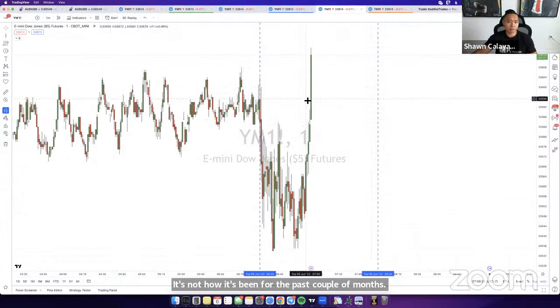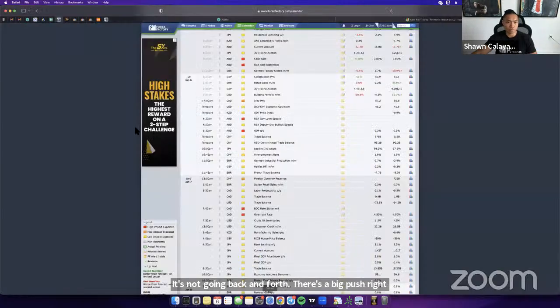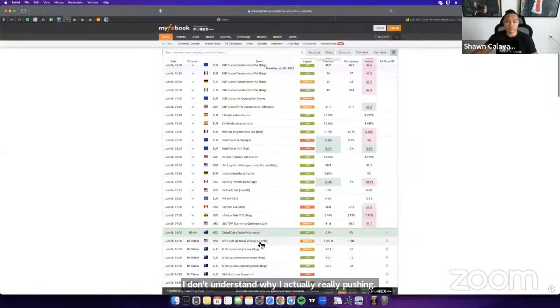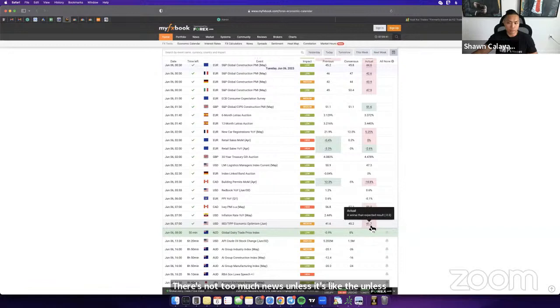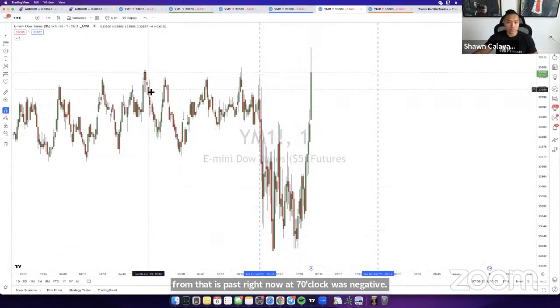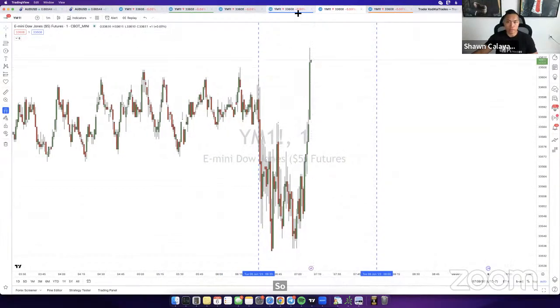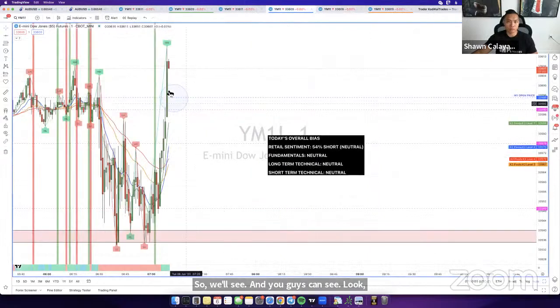There's a big push right here. I don't understand why the push is really pushing. There's not too much news, unless it's the IBD TIPP economic optimism, but you can see over here that it was actually worse than expected. So I don't think this is really pushing it. I think that's just market manipulation right now. The news that just passed at 7 o'clock was negative. We'll see. And look where that big wick is. I'm pretty sure that's where open price is, where it was earlier.